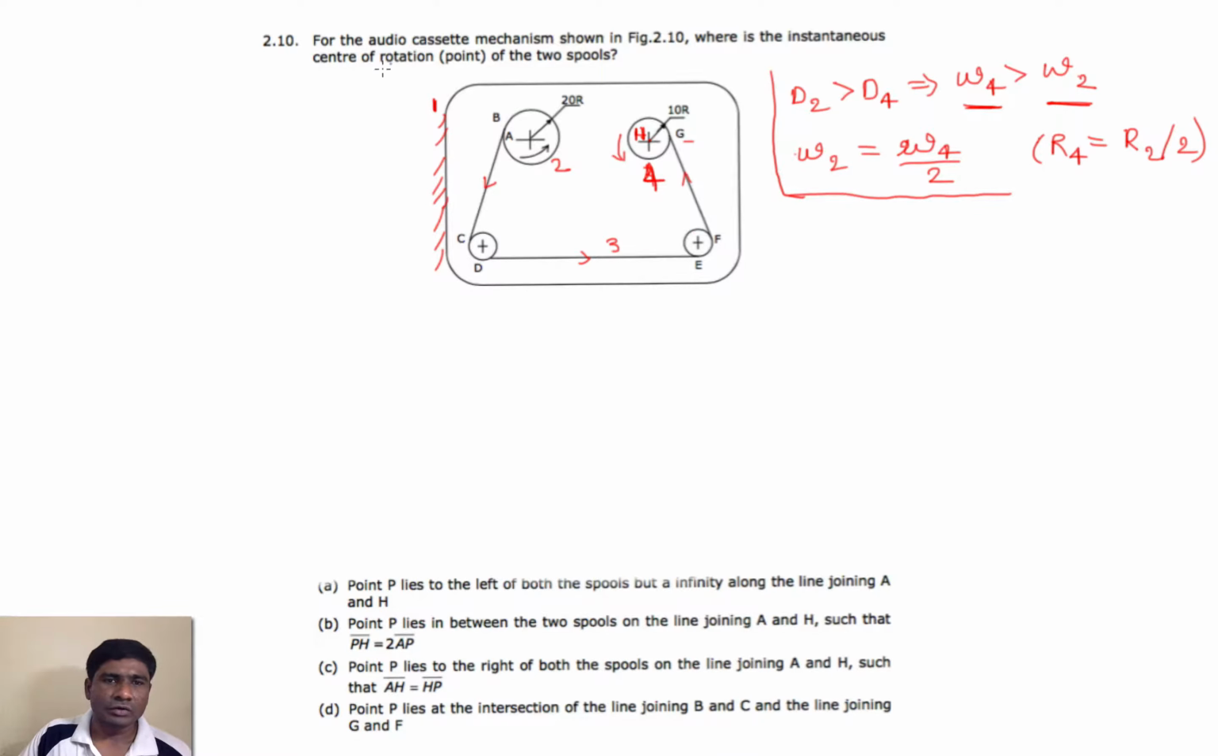We need to find out the instantaneous center of the 2 spools, that is, for links 2 and 4. So again, same case, we have 4 instantaneous centers. So one is here, this is 1 and this is 2. What is the instantaneous center between 1 and 2? That is at point A. This is the instantaneous center 1 and 2. At this point we have the instantaneous center 1 and 4.